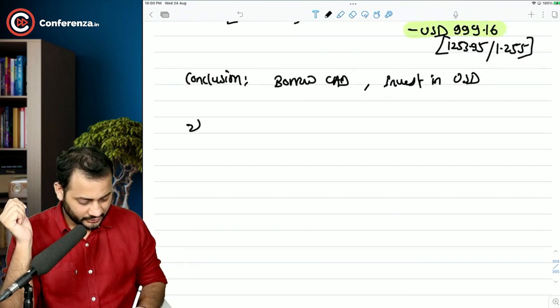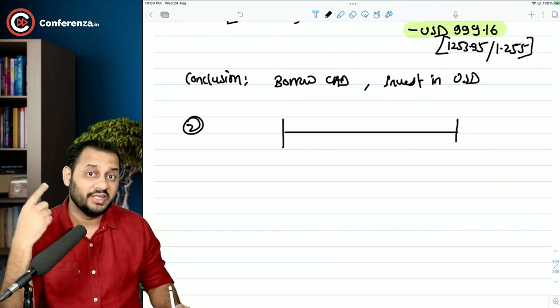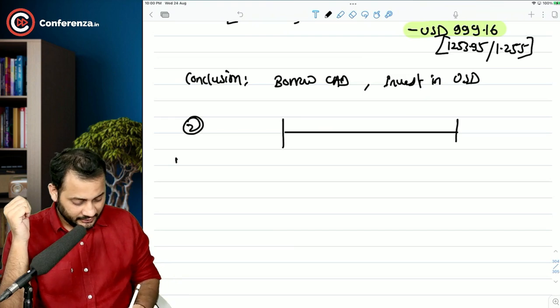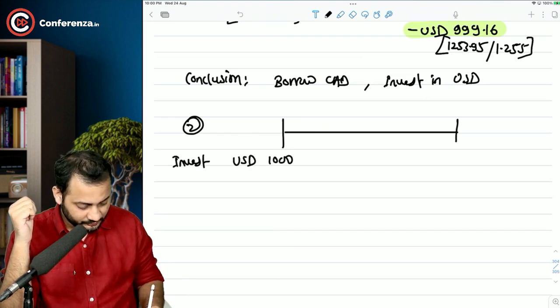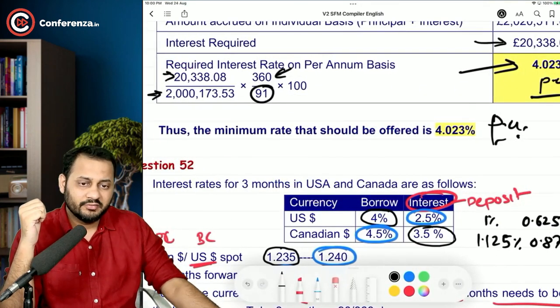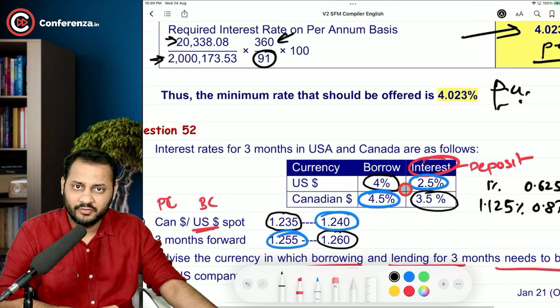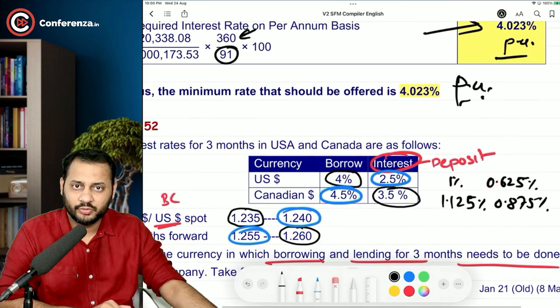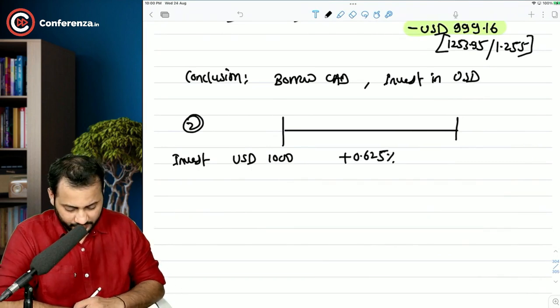I will just show you the other way. Instead of borrowing, if you start with investment, let's see. Invest USD 1000. What is the investment rate? The deposit rate for USD is 2.5%, and for 3 months it is going to be 0.625%. So how much are we going to receive?